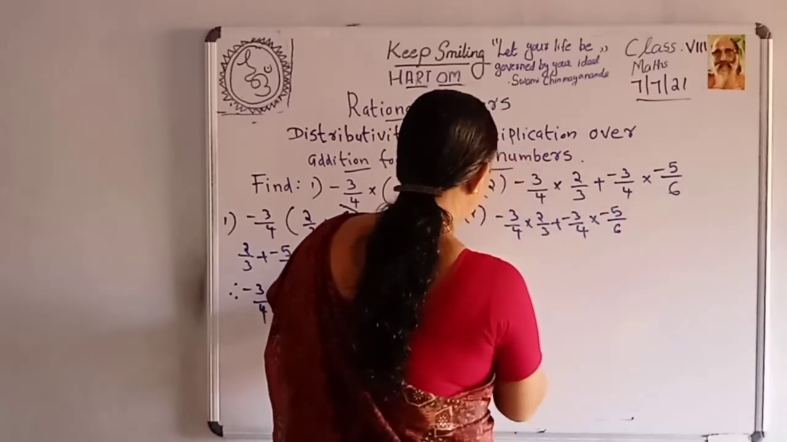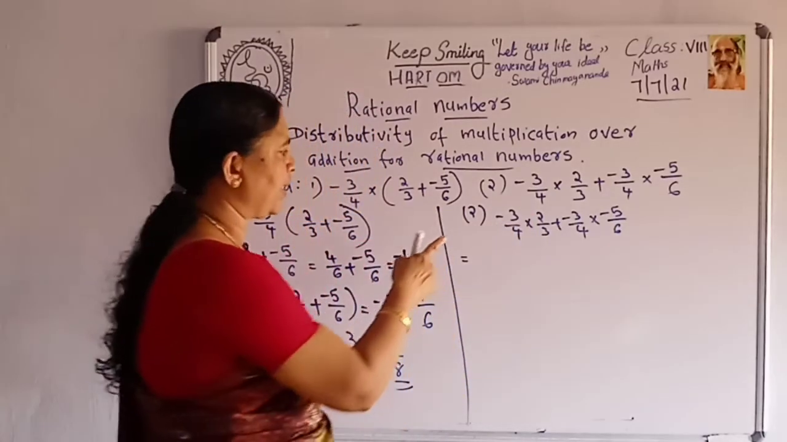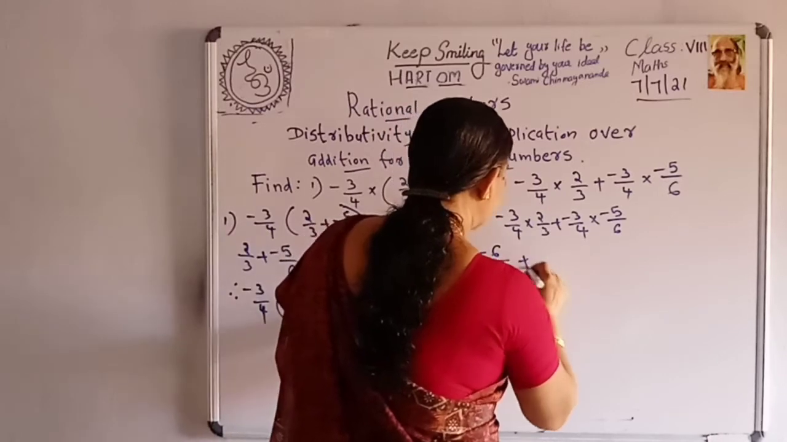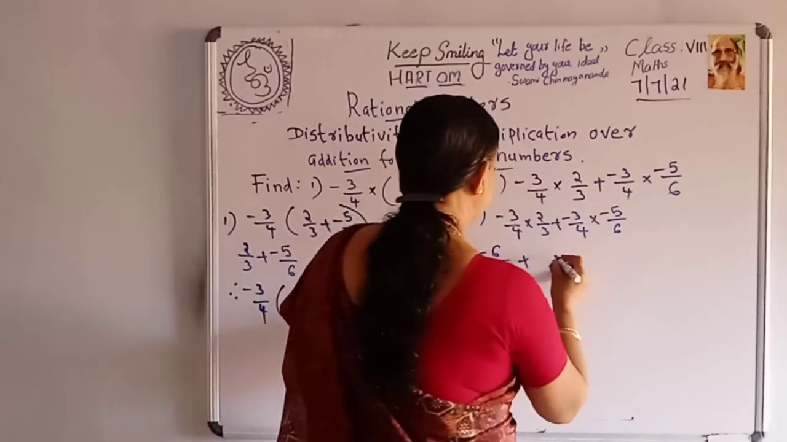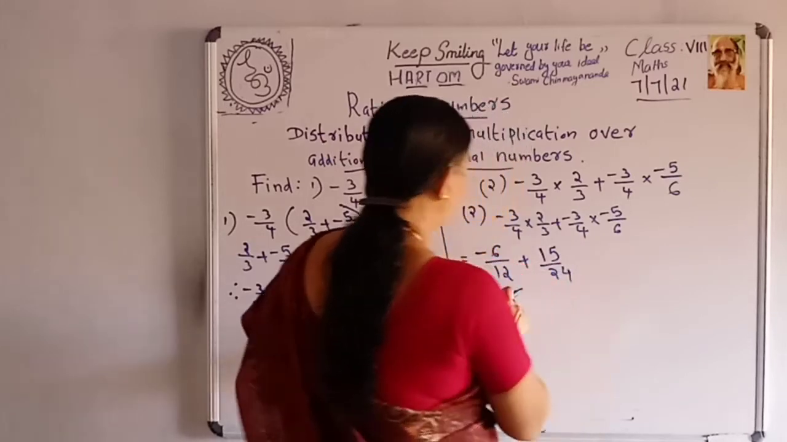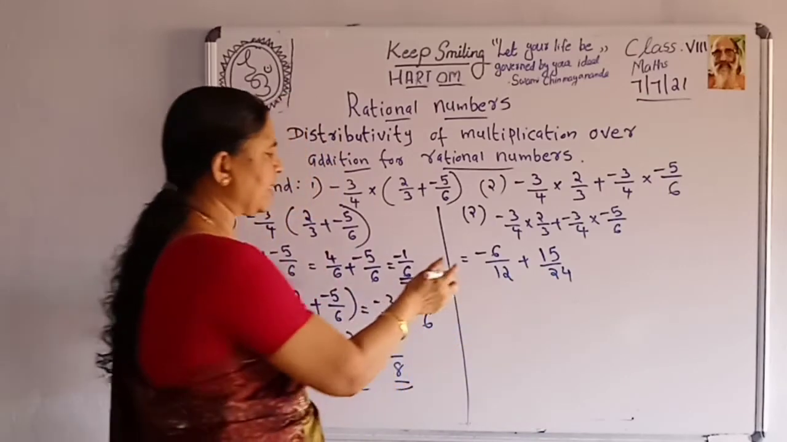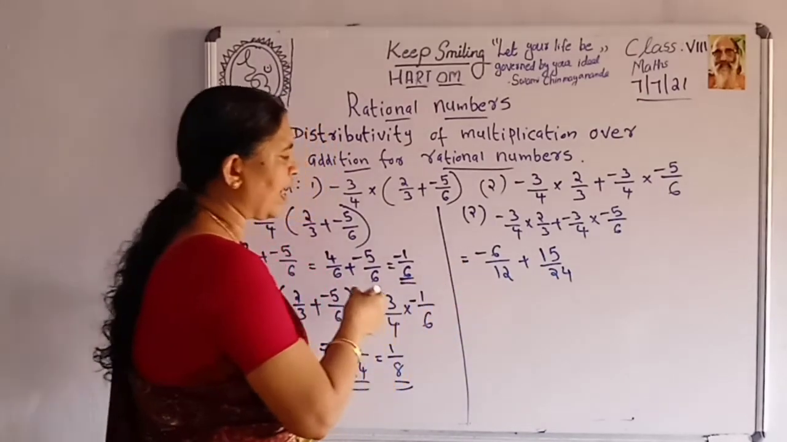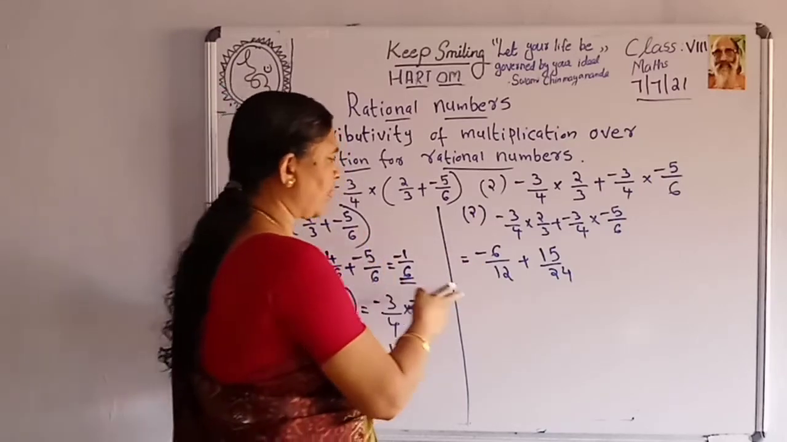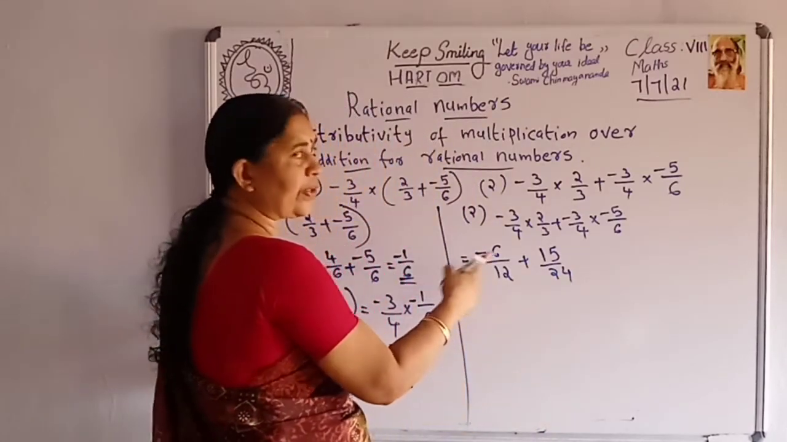Then what is minus 3 by 4 into 2 by 3? Minus 3 into 2 is minus 6 by 12, plus minus 3 into minus 5 is plus 15 by 24. Then here also the denominators are different, so we take the LCM. What is the LCM of 12 and 24? LCM is 24. Therefore we convert this minus 6 by 12 also with the denominator 24.